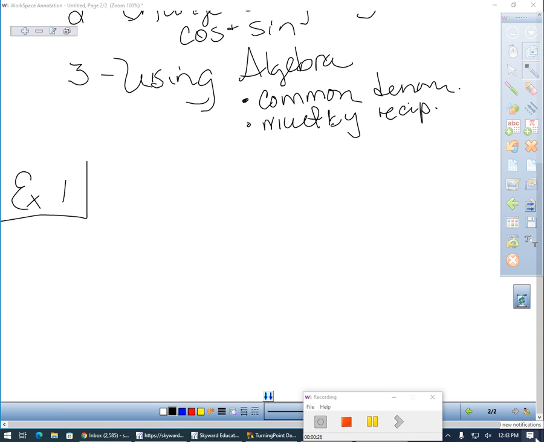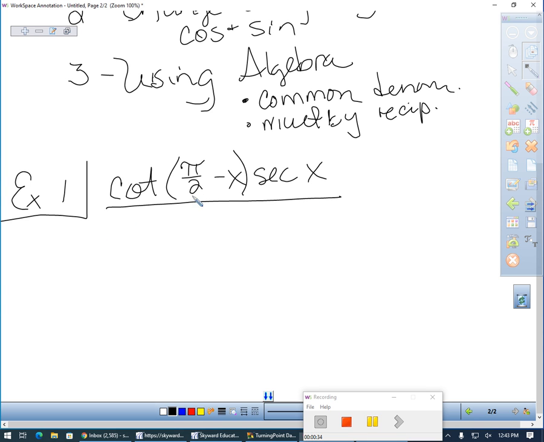So here is our first one. We're going to start off really, really easy. Totally got this. So I want you to simplify the cotangent of pi over 2 minus x times secant x all over secant squared x.